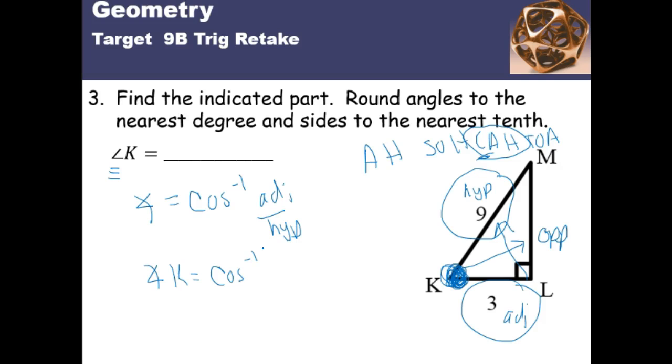Okay, got it. Make sure you're in degree mode, so I am. And I'm going to do inverse cosine of, oh, I didn't put it down. Adjacent over hypotenuse, so that would be 3 over 9. So the inverse cosine of 3 over 9. And I get 70.5, and it wants to the nearest degree. So that would be 71 degrees. When I round it to the nearest degree, that 5 makes it 71.